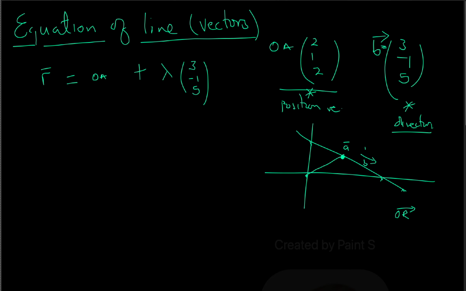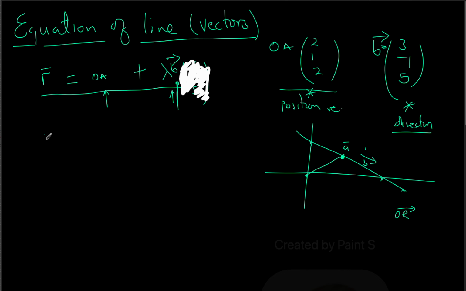Let me just take my eraser and erase this part here, and I can replace this with just a B as the directional vector. So our equation of a straight line is going to be R is equal to OA, which is the positional vector, plus lambda of the directional vector. That's all we need to do.